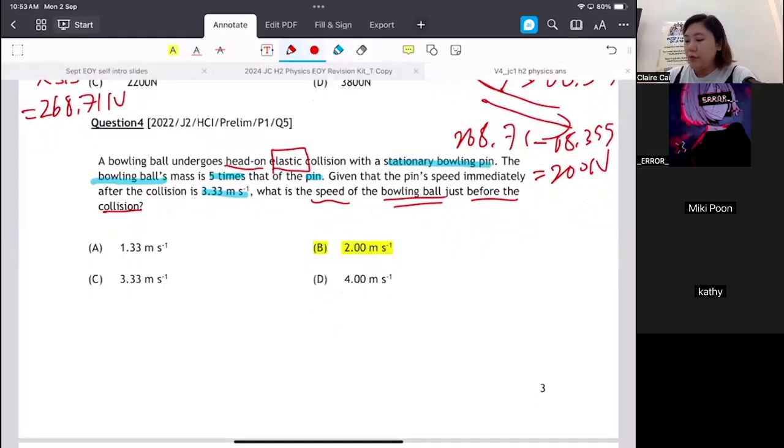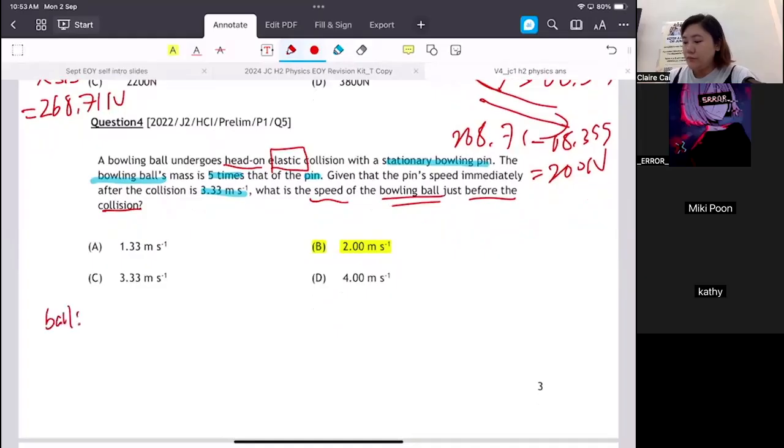So if you put it together, for the masses, they never say anything about the values. But again, the relationship is that the mass of the bowling ball is 5 times the mass of the pin. So the ball I put as 5m, and the pin I put as m. Then the initial speed: the ball is unknown, and the pin is stationary, that means it's 0. Then the final speed: technically, the ball is also unknown. We also never know that. Then the pin after that is 3.33.